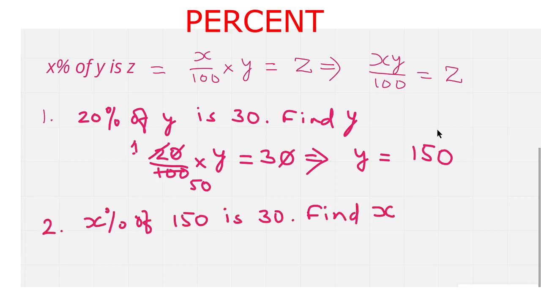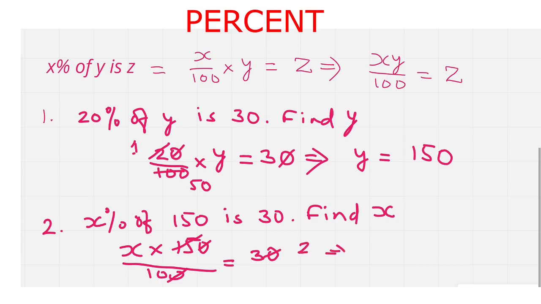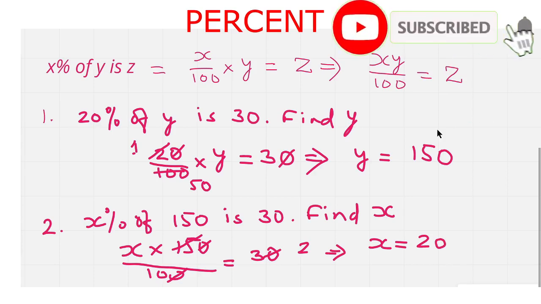Now we go to the next example. X percent of 150 is 30. Find x. So we can solve like this: x into 150 upon 100 equal to 30. As we know y and z, here y is 150, z is 30, and we have to find x. We cancel 0 from numerator and denominator, and 15 cancels 30 for 2 times. This gives x equal to 10 multiplied by 2, which is 20. So x is 20, or x percent is 20%.